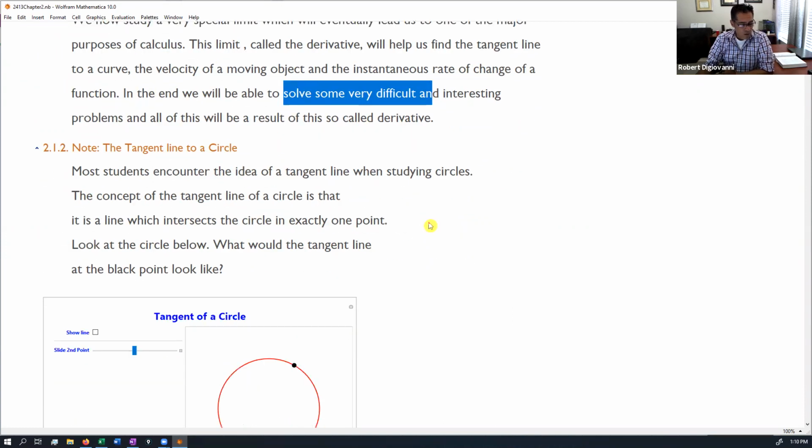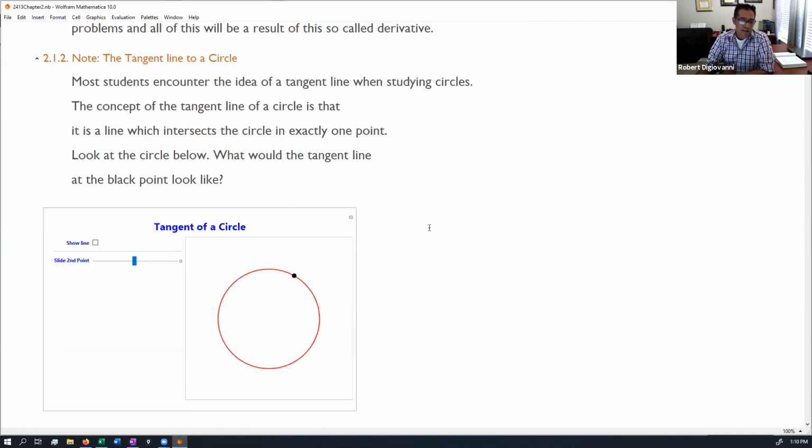Okay, so first we look at the idea of a tangent to a circle, which most of you know from your past. I think most of you know what I mean when I talk about the tangent line to a circle.